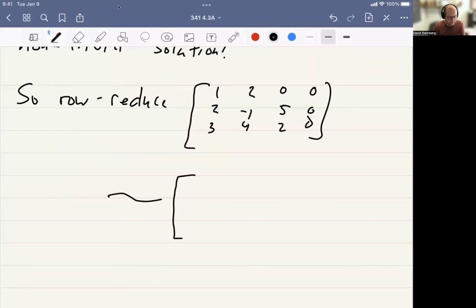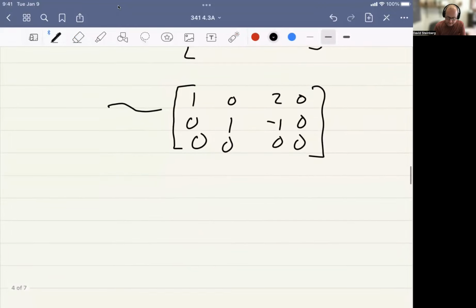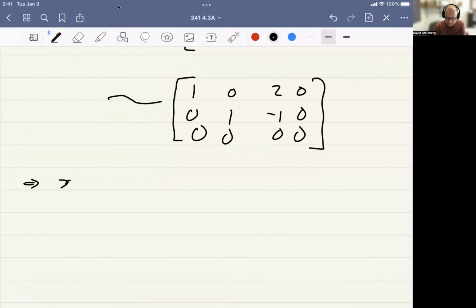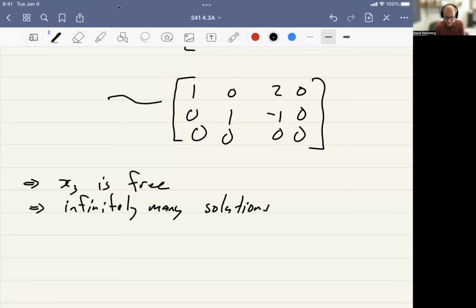Okay, so then this is going to row reduce to 1, 0, 2, 0, 0, 1, -1, 0, 0, 0, 0, 0. Okay, so we're getting that what? That our third variable x3 is free, which means we have infinitely many solutions. Oh, there's an alarm going off on my phone. Infinitely many solutions. So not just the trivial solution, but others.